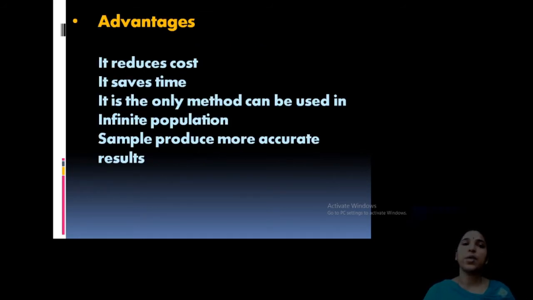Now, what are the advantages? It reduces cost, time, and labor, and it is the only method used for an infinite population. In order to study an infinite population, it is the only method. And a sample usually produces accurate results. Clear? No confusion, no problem in samples. Those are the advantages of sampling.